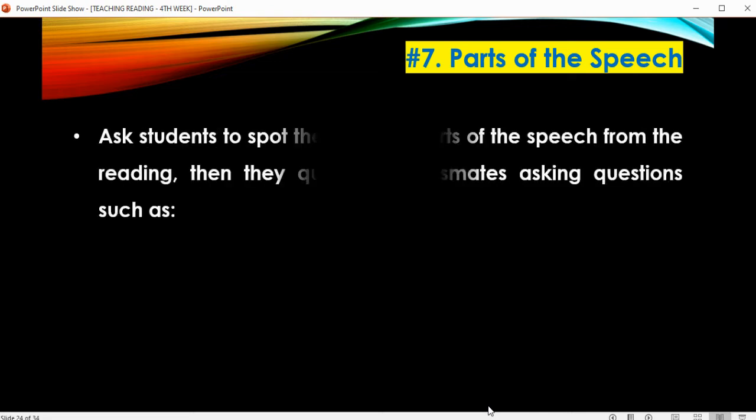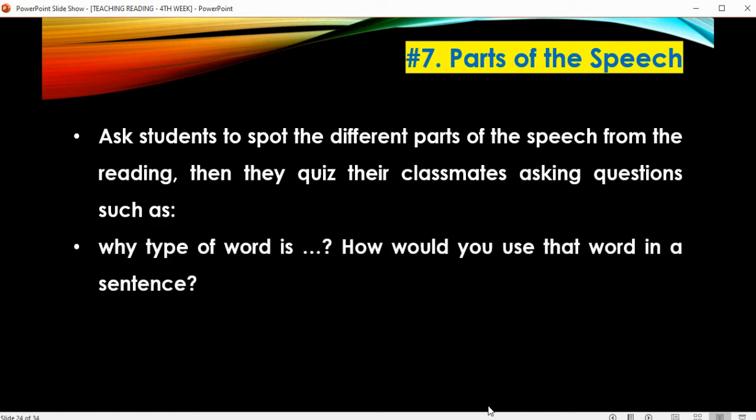All right? So what are we going to ask our students to do? To spot the different parts of speech from the reading. Then they quiz their classmates asking questions such as, what type of word is this, or how would you use that word in a sentence? So again, the interaction: the teacher doesn't ask, they ask each other.